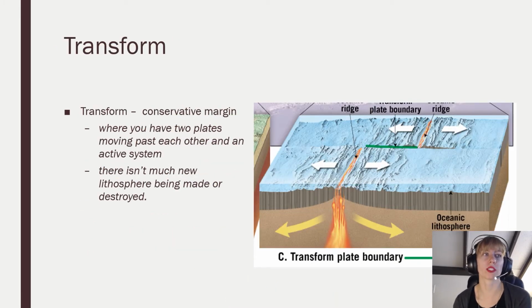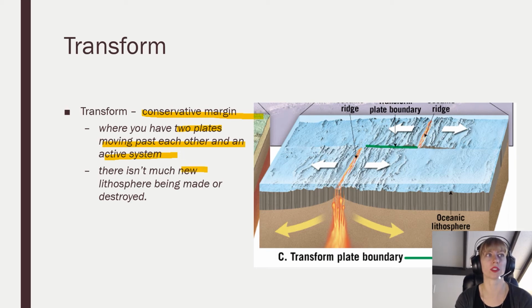Transform boundaries are conservative. They neither create nor destroy. You have two plates moving past each other in an active system. So you don't have new lithosphere being made or destroyed in the process, but what we can see here is a change, right? Maybe at one point this was a straight line, but due to this movement, that line has been interrupted and now continues over here.